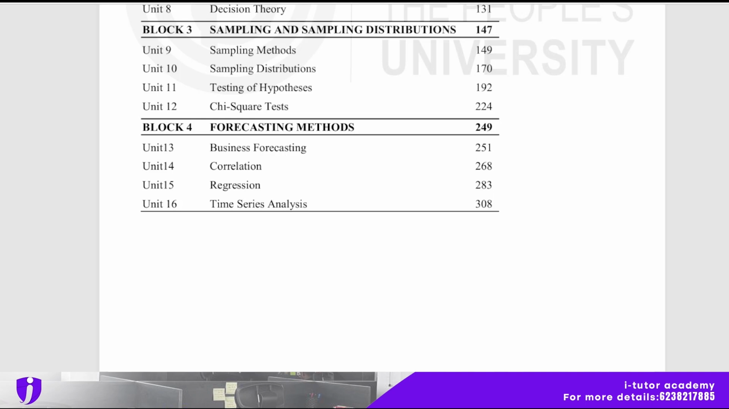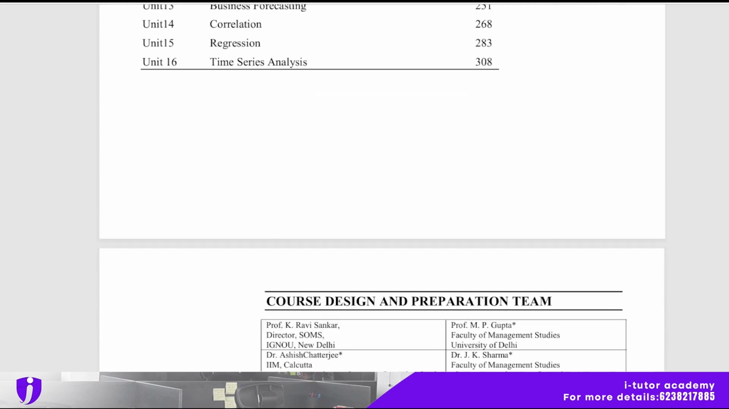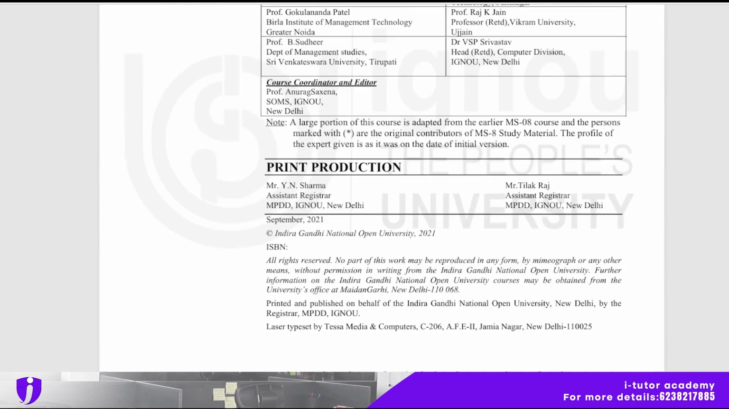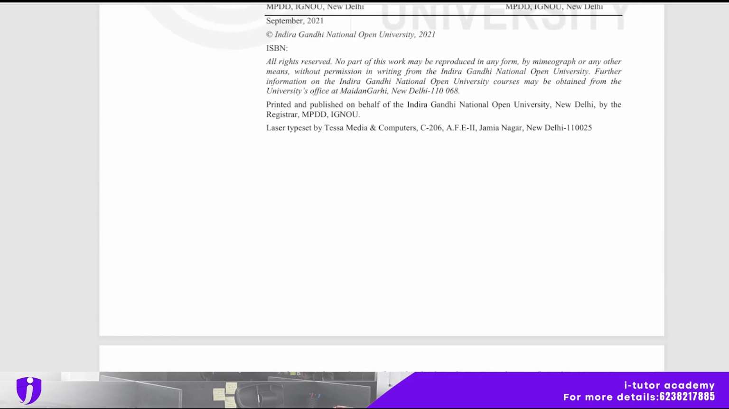And block 4 is forecasting methods. Under block 4, units 13, 14, 15 and 16 are there. Unit 13 is business forecasting, unit 14 is correlation, unit 15 is regression, and unit 16 is time series analysis. And this is the syllabus of MMBC 005.